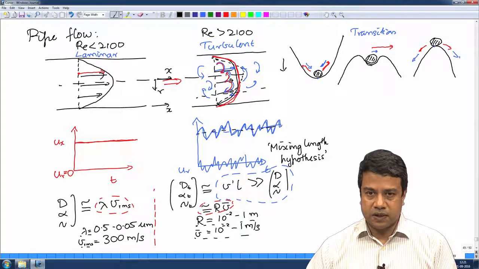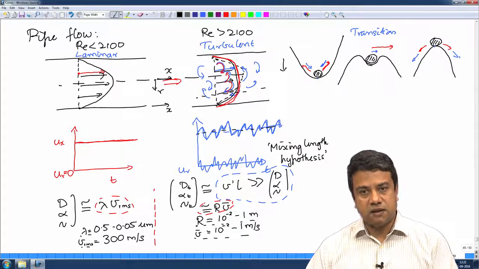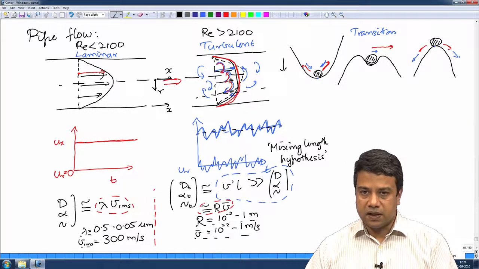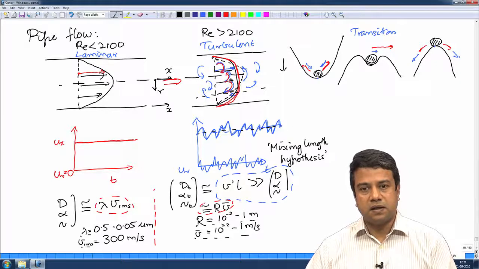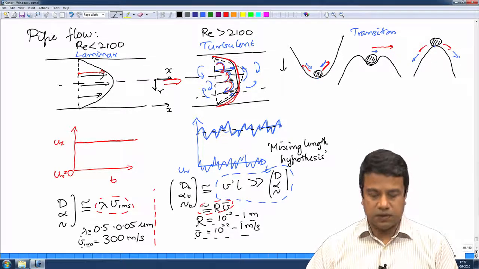Therefore, the transport rates are much higher, and consequently the friction factor is higher, because when the transport rates are higher, the shear stress is much higher, and the friction factor is much higher than that for a laminar flow, where the transport is due to molecular diffusion.